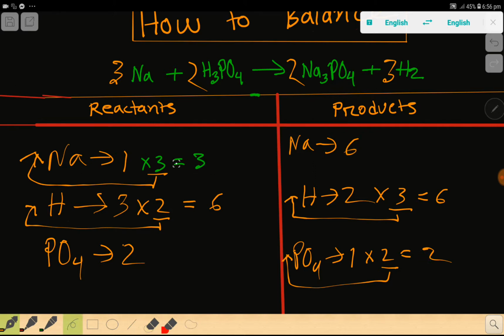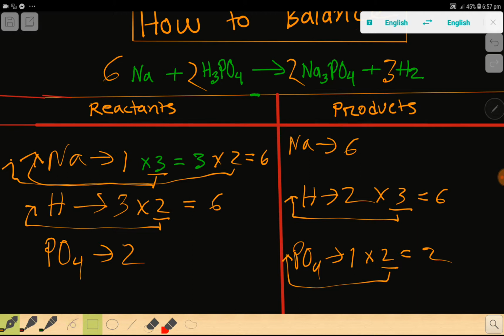So now look, on the left hand side we have 3 sodium. So to make it 6, what can you do? You can multiply here by 2, that gives you 6. These 2 must come before this sodium, that is 2 into 3, that gives you 6, right? So you have to write here 6.